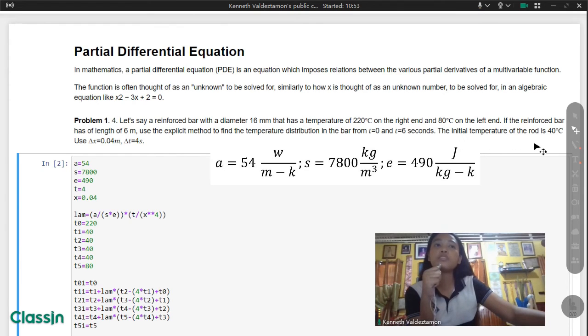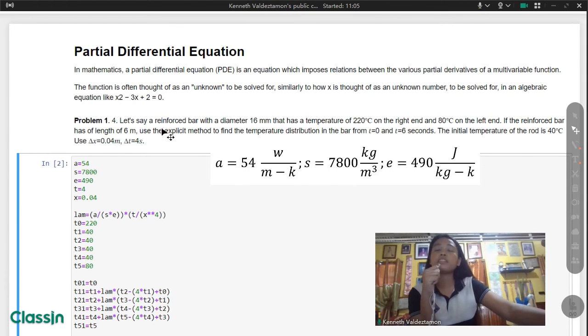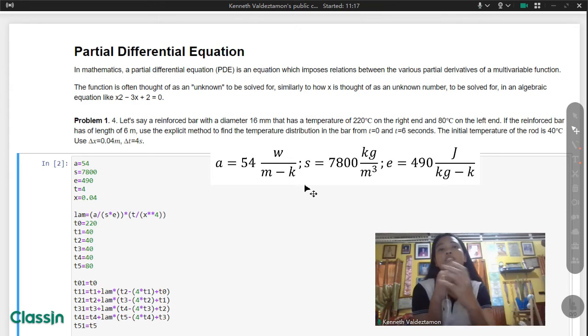The initial temperature of the rod is 40 degrees Celsius. Use change in x equal to 0.04 meter and change in time equal to 4 seconds. So this is the problem we will solve using the partial differential equation. We have a formula as the basis to solve this. Let's say A is equal to 54 W over m minus K, S is equal to 7,800 kilogram over meter cubed, and E is equal to 490 J over kg minus K.